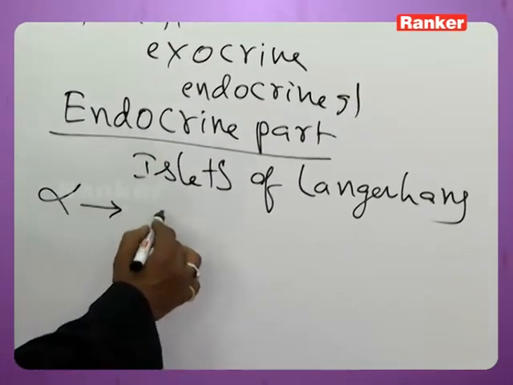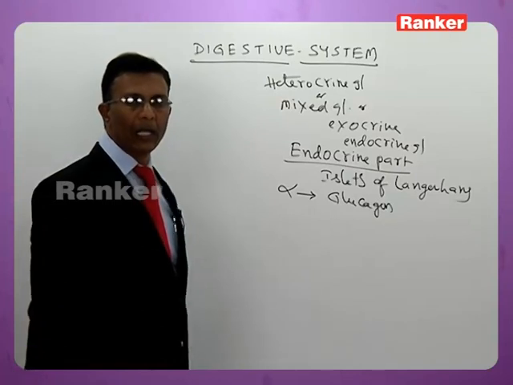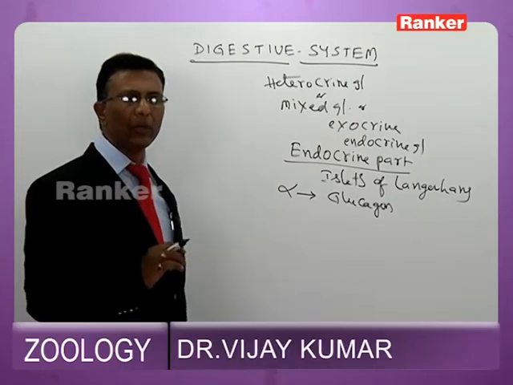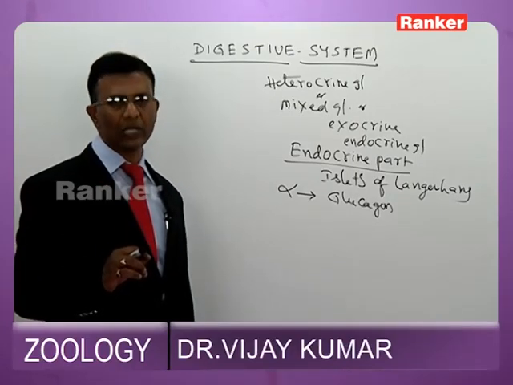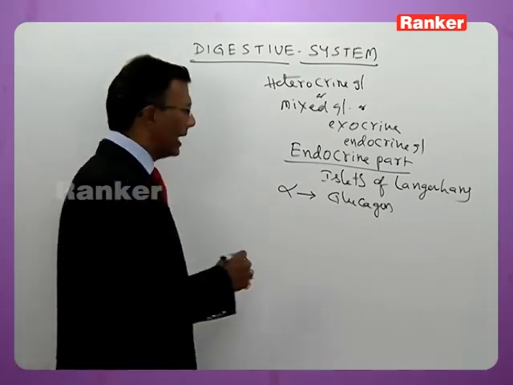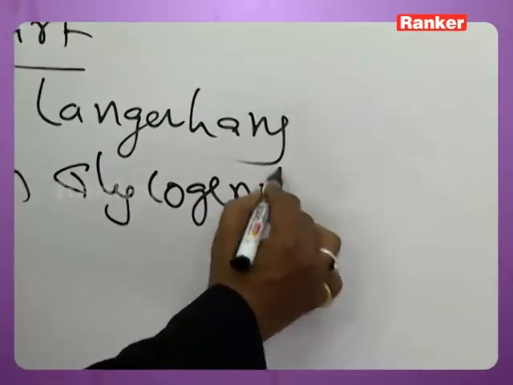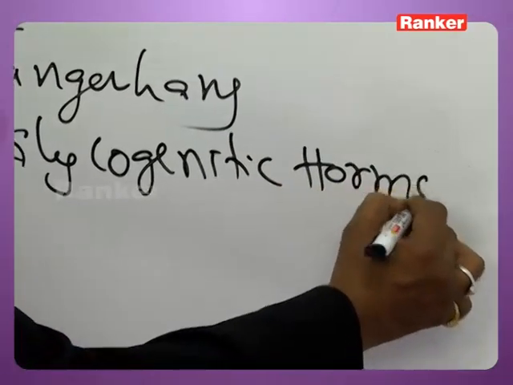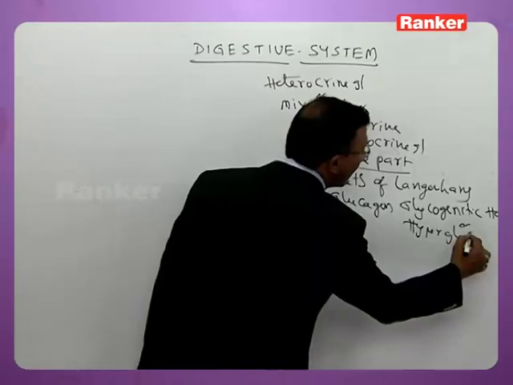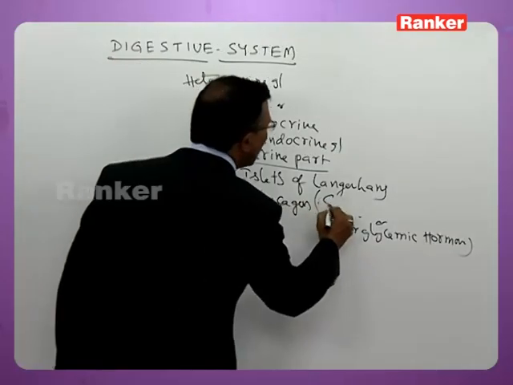Alpha cells synthesize glucagon. The glucagon increases blood glucose level. We shall talk about that hormone in detail later on. For the time being, remember, glucagon increases blood glucose level by converting glycogen into glucose. Since it enhances blood glucose level, it is also called glycogenolytic hormone, or hyperglycemic hormone.